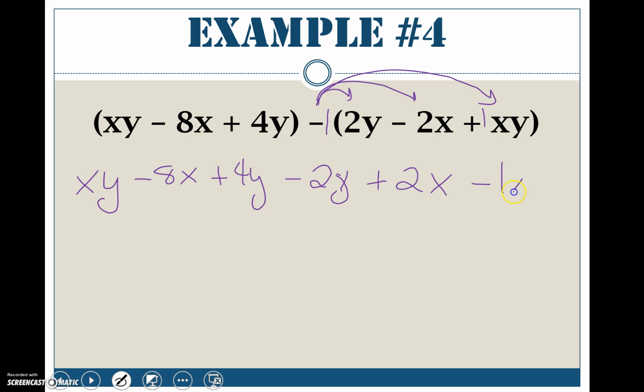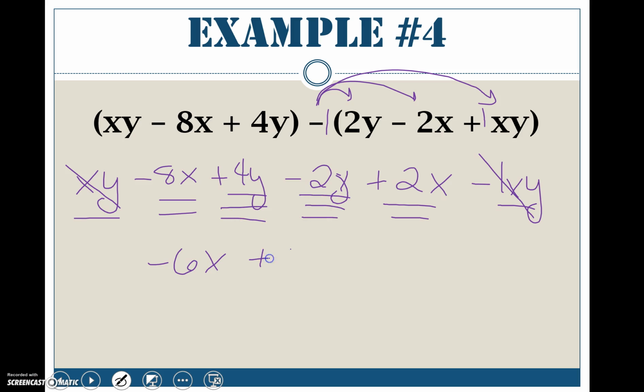So here we have multiple variables, so when we're combining our like terms here, we have to make sure they have the exact same variables. So I have an xy here in the front, and I see this negative 1xy in the back. Those are the two that we're going to combine. However, in this case here, a 1 and a negative 1, they essentially are going to cancel out. So now I'm left with my negative 8x and a positive 2x. They combine to give me negative 6x. And then lastly, I have the 4y and the negative 2y to combine together to give us a positive 2y.